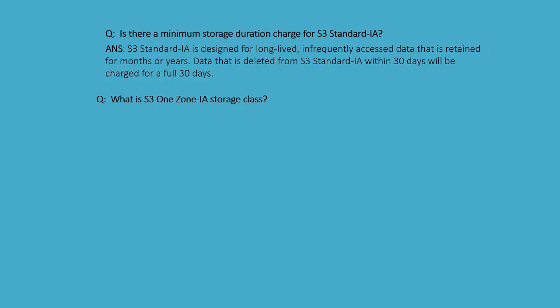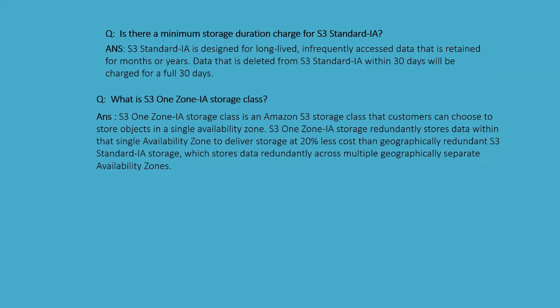What is the S3 One Zone-IA storage class? S3 One Zone-IA is an Amazon S3 storage class that customers can choose to store objects in a single availability zone. S3 One Zone-IA redundantly stores data within a single availability zone to deliver storage at 20% less cost than the geographically redundant S3 Standard-IA storage, which stores data redundantly across multiple geographically separate availability zones.